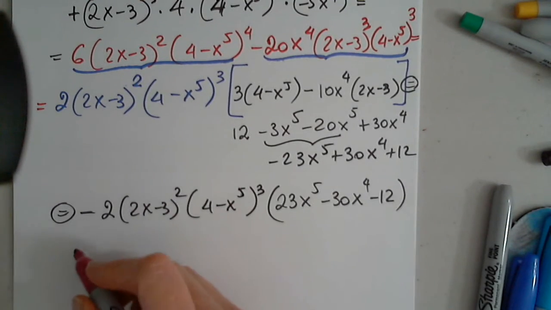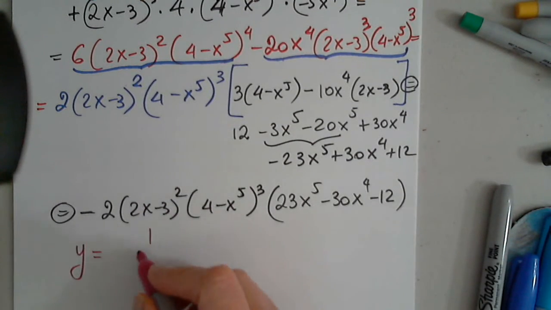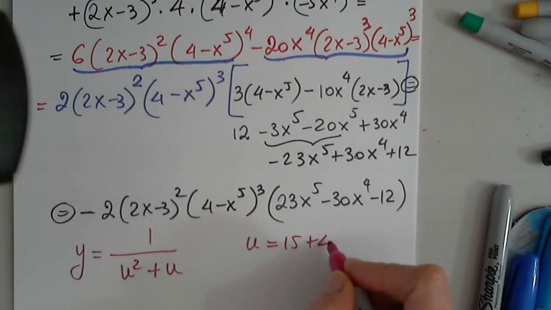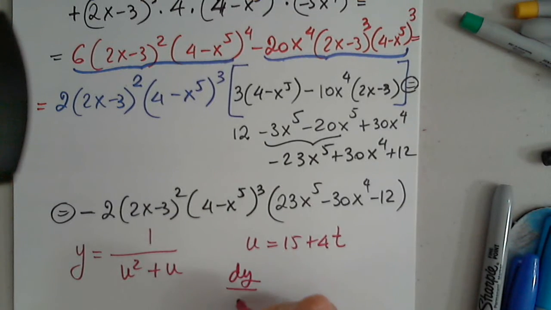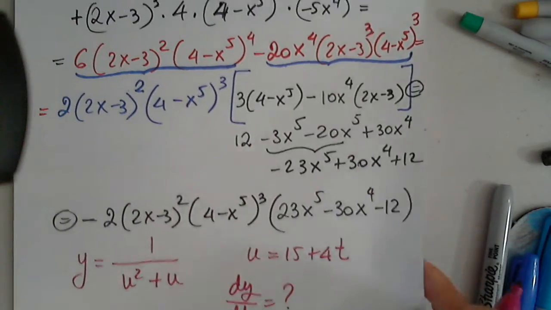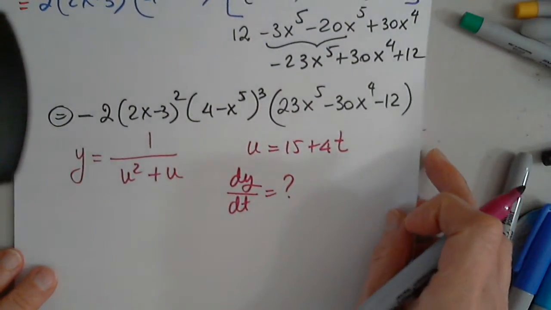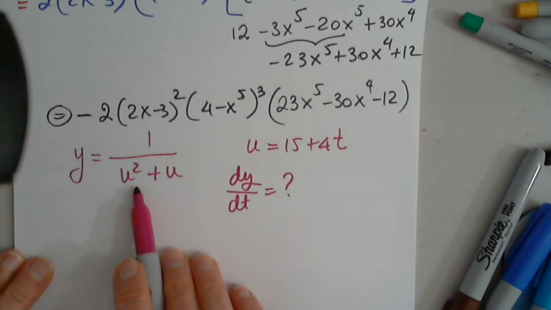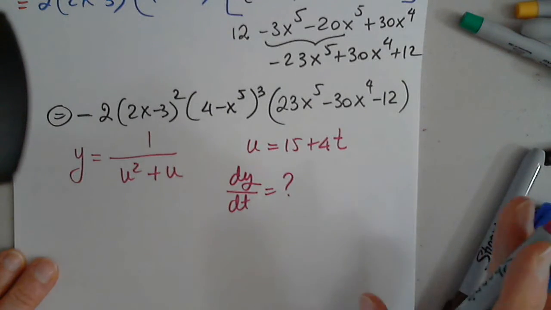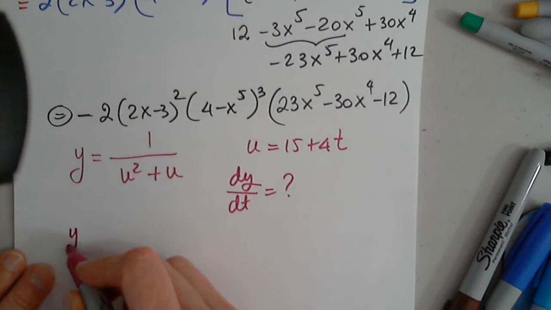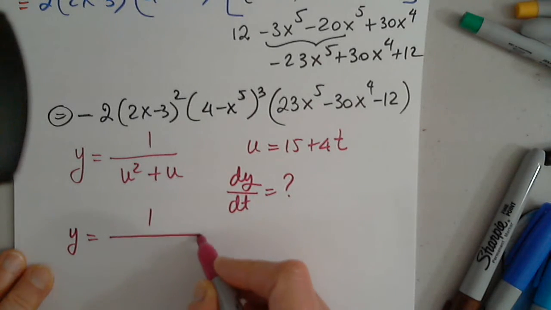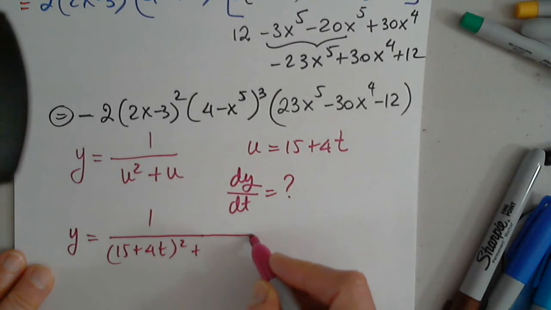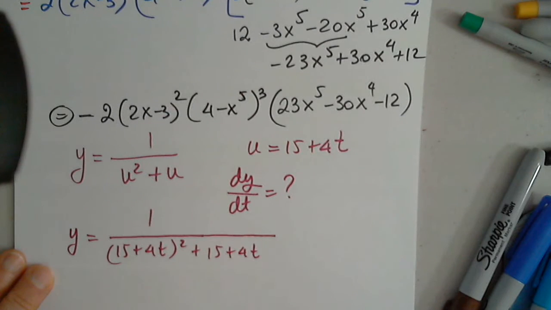Okay, so here we have a function y, which is 1 over u squared plus u, and we are told that u equals 15 plus 4t, and we are asked to find dy over dt. What I would do, I would plug in u in here. That's one option. It's not the only option, but this is what I would recommend. So I have y equals 1 divided by 15 plus 4t, everything squared, plus 15 plus 4t.